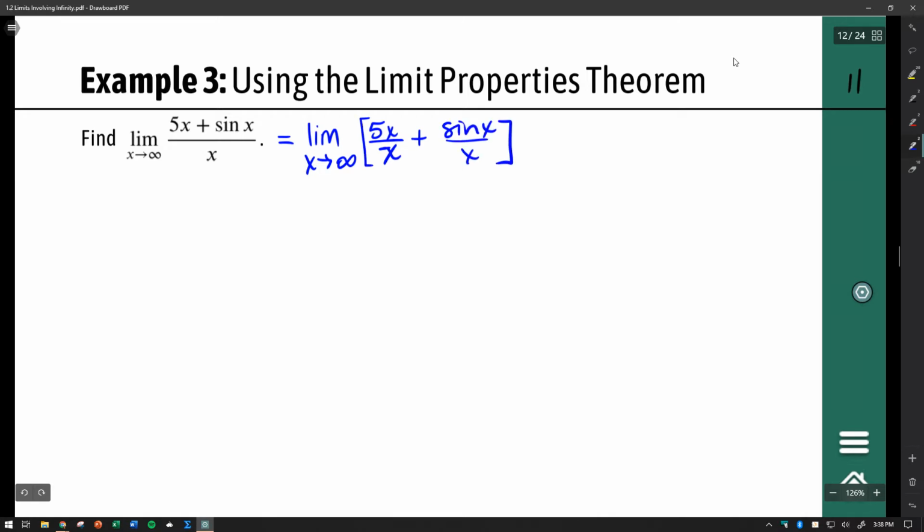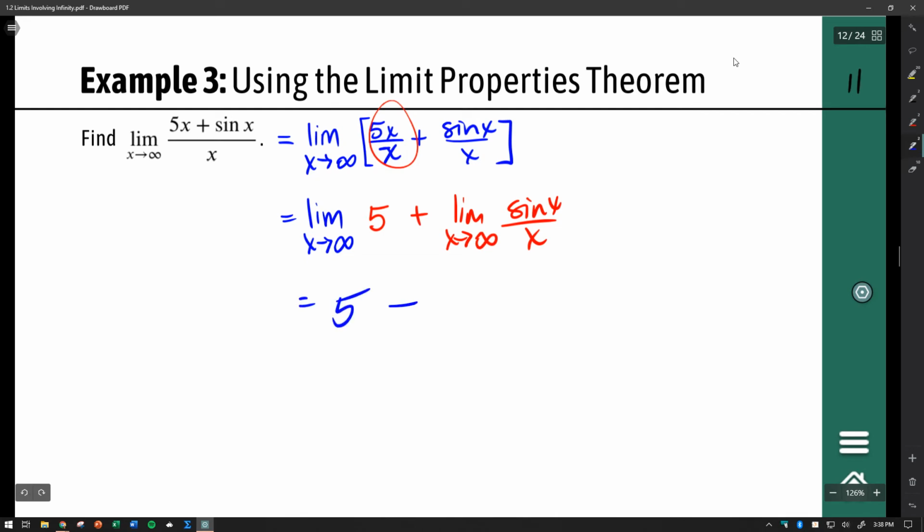Okay. Then the sum rule says I can do limit as x goes to infinity of this first piece. So 5x over x is 5, plus the limit as x goes to infinity of sine x over x. So the limit as x goes to infinity of 5 is just 5. And the limit as x goes to infinity of sine x over x we now know is 0. So this whole limit is 5.